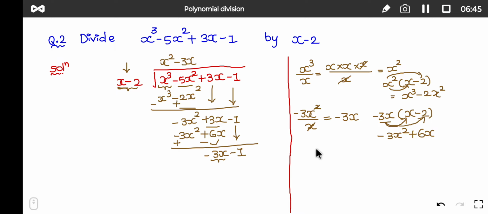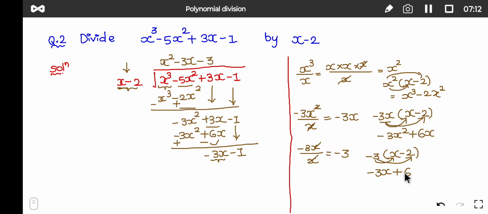What is the first term? Minus 3x. And what is the first term of the divisor? X. So x and x will get cancelled. Minus 3 will remain. So that is our next term in the quotient, minus 3. Then we will multiply minus 3 with our divisor, which is x minus 2. So minus 3 into x, minus 3x. Minus 3 into minus 2, minus minus plus, 3 into 2, 6. So we'll write down here minus 3x plus 6.